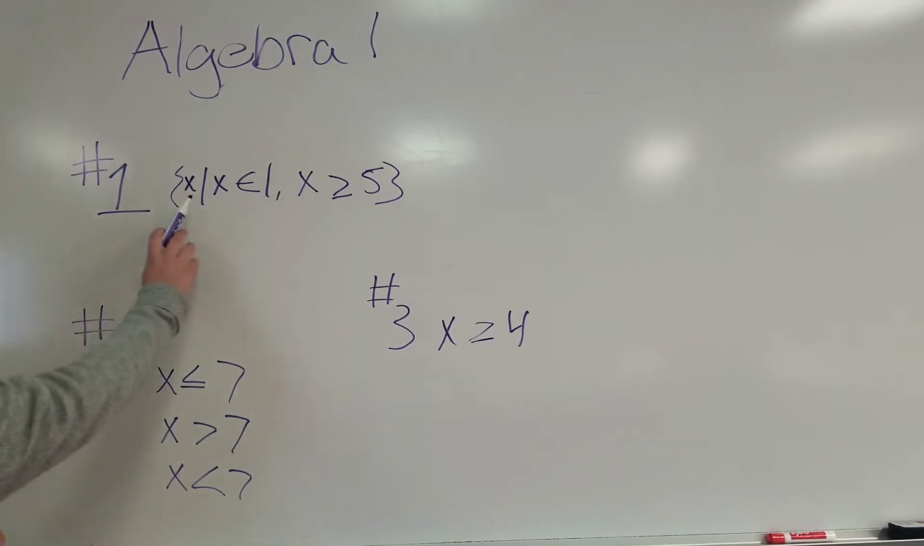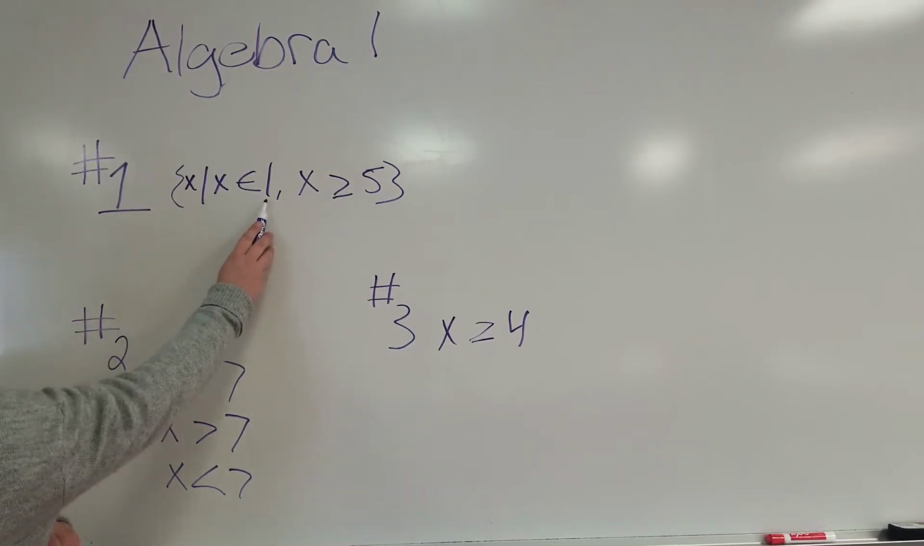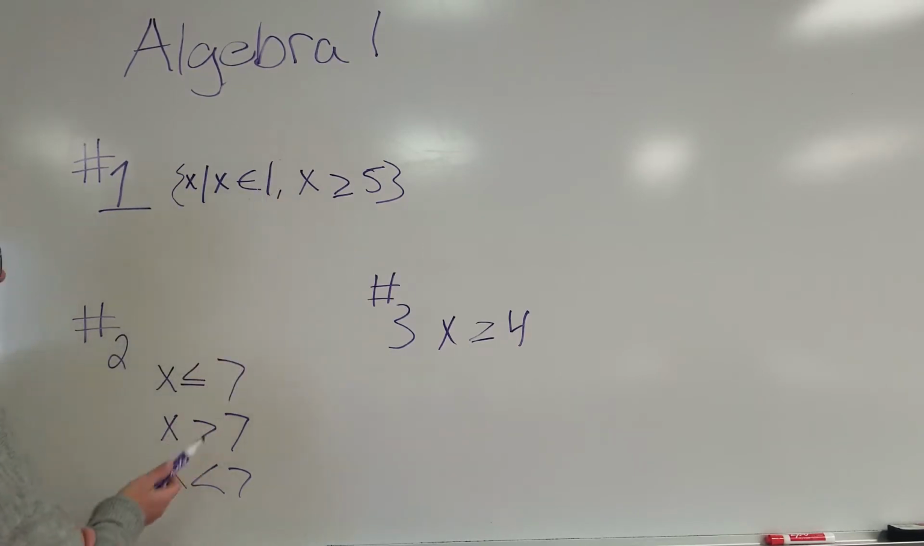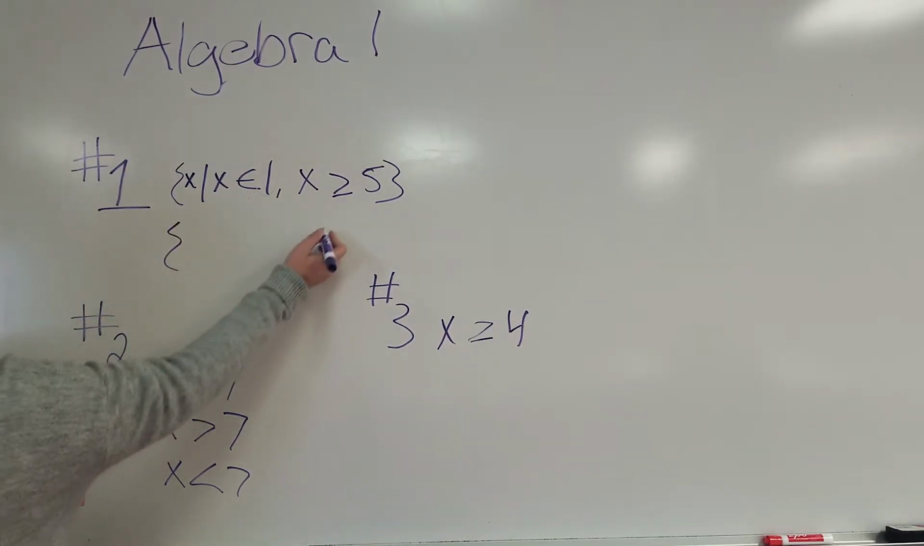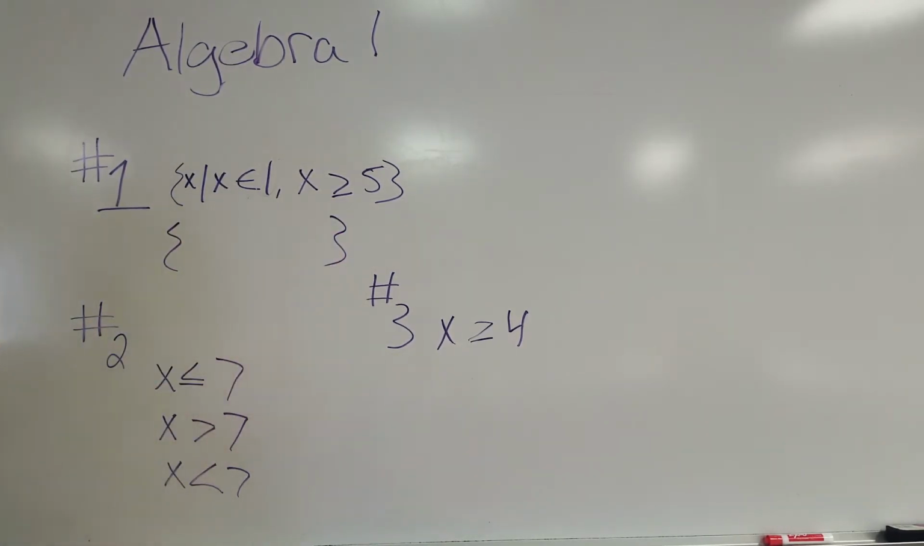And this is the elements. They want all the elements that are integers, that's what the I stands for here, where x is greater than or equal to 5. So they want a list method. So they want you to tell them this number's in a bracket.